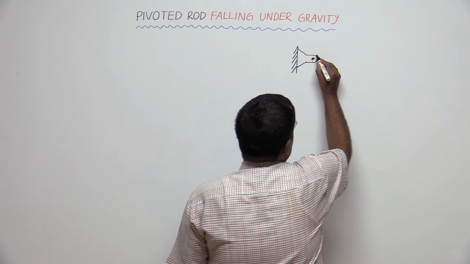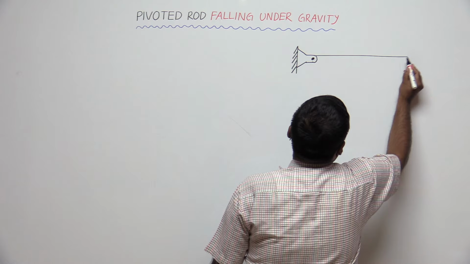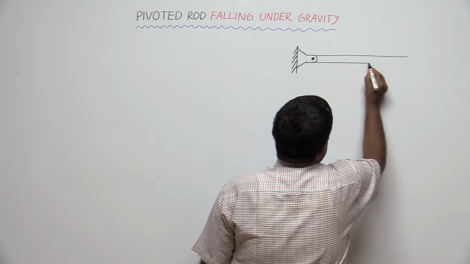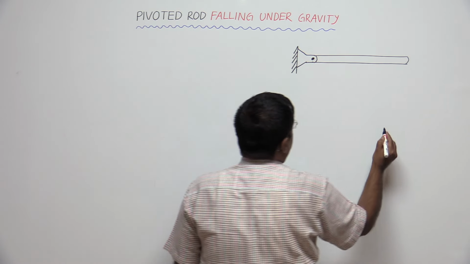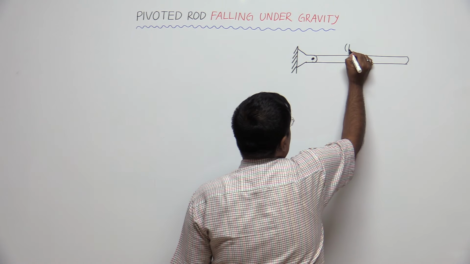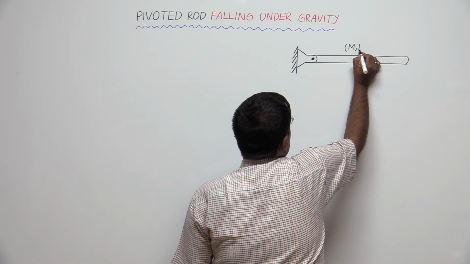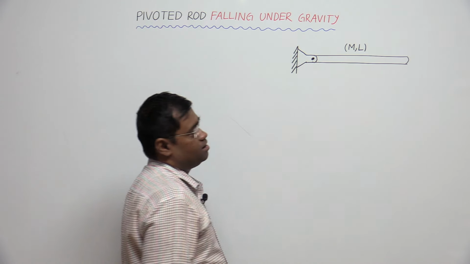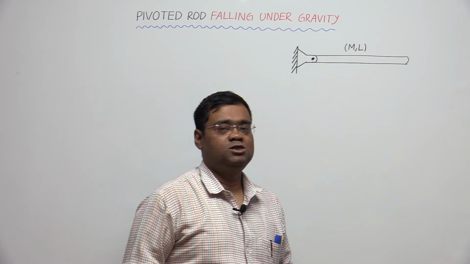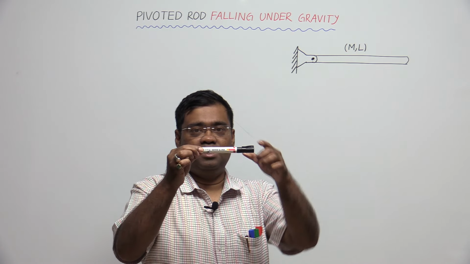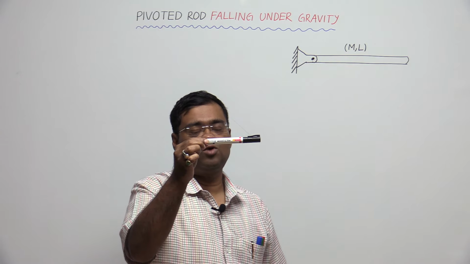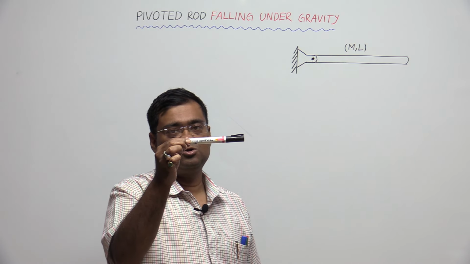and let me consider a uniform rod. This rod has mass m and length L. Now see, from the horizontal position, this is the situation. Here I am releasing the rod. So what is supposed to happen? It will come down.